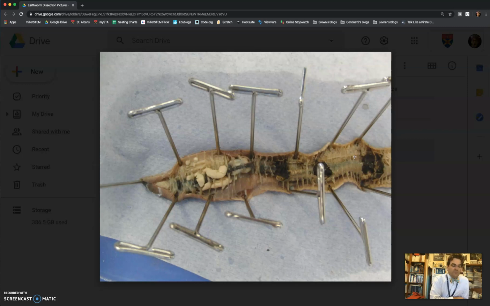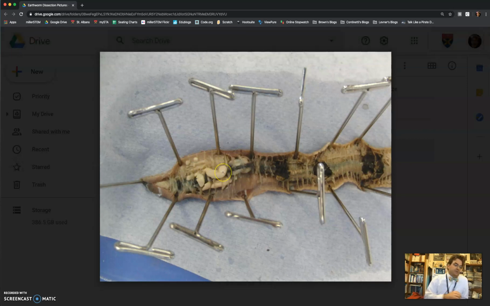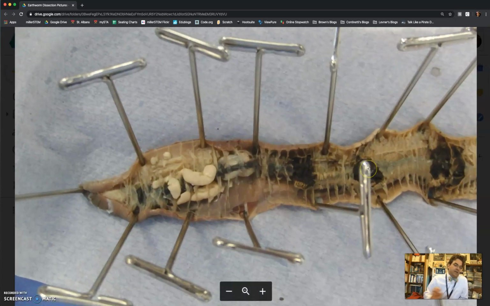Then we have seminal vesicles, and again, we mentioned the seminal vesicles. They are these larger pieces right here, and that is the male reproductive organs, and they produce the sperm of the worm. Again, remember, segmented worms are hermaphroditic, meaning that they have both male and female parts. So the seminal vesicles are the male reproductive organs, and they produce the sperm. Then we have the intestine, which again serves as part of the digestion of the food and passes the food that is digested all the way down to the anus.